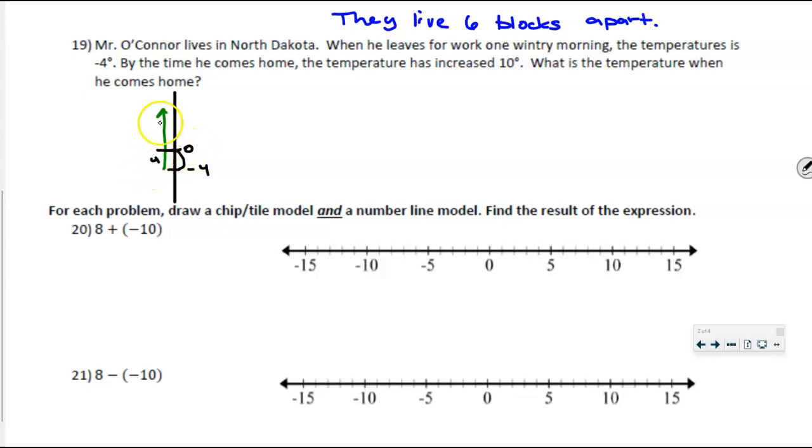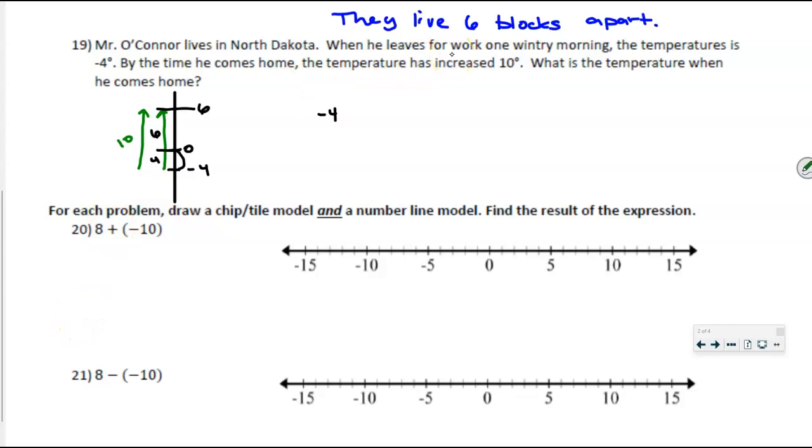It has increased a total of 10. Here's 4 of it. 4 plus 6 is going to get us equal to the full 10 degree increase. Does that make sense? We've got 4 plus 6 right here. That's a total increase of 10 degrees, but I did it in stages. The first 4 just got us to 0. The remaining 6 get us all the way up here to 6. So the model helps us to see the temperature didn't go all the way up to 10 degrees, but it increased 10 degrees starting all the way down here at -4.